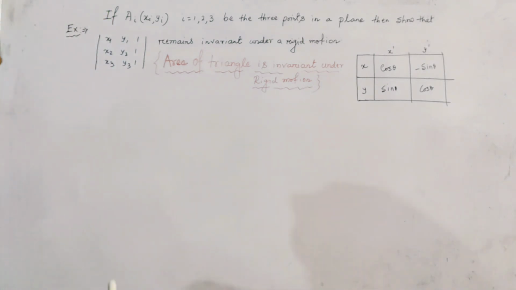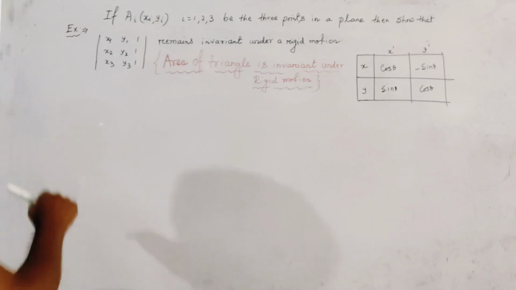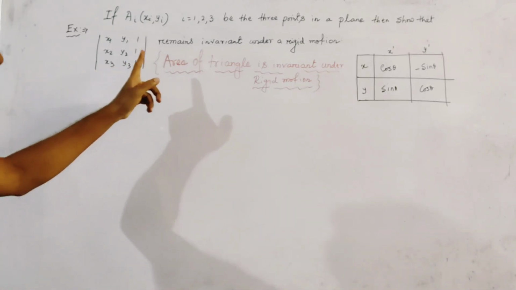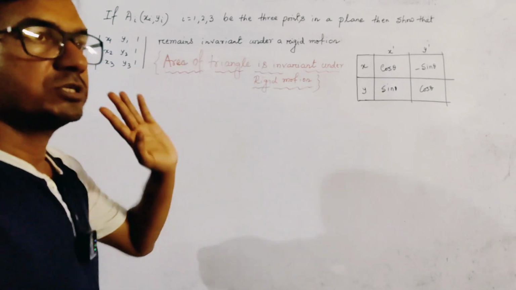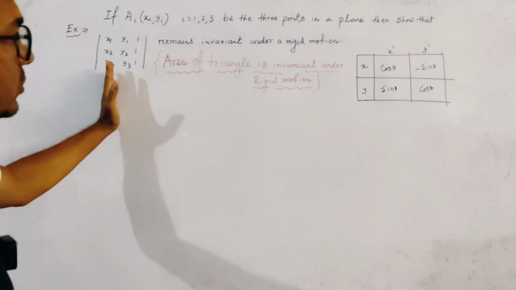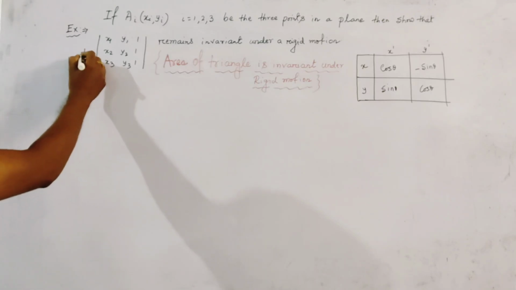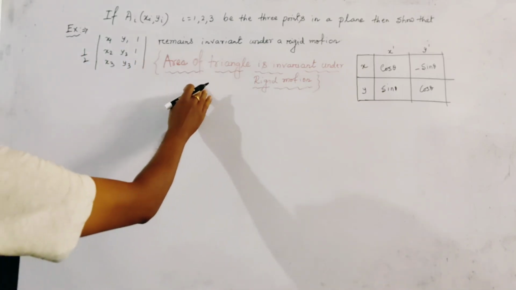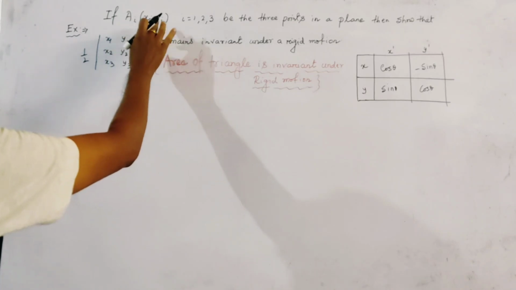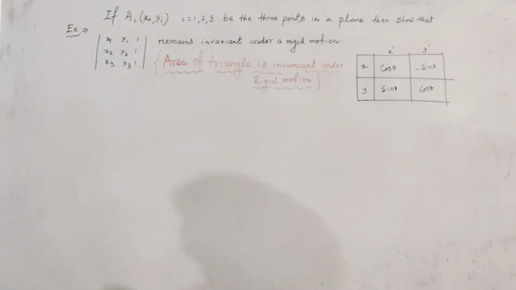Okay, and if we prove this result, then clearly we get another result from here, that the area of a triangle is invariant under the rigid motion. From this result we directly write this result, because the area of a triangle is half into this determinant, where 3 vertices of the triangle are A1, A2 and A3. So we first prove this result.